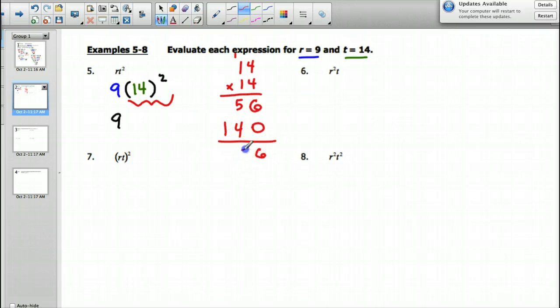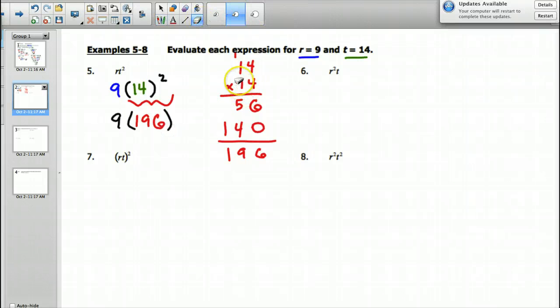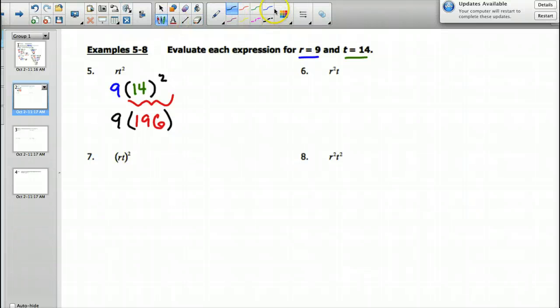14 times 14 is going to give me 196. So this is going to be 9 times 196, and then 9 times 196. Again, feel free to use a basic calculator, or you can write this out by hand.